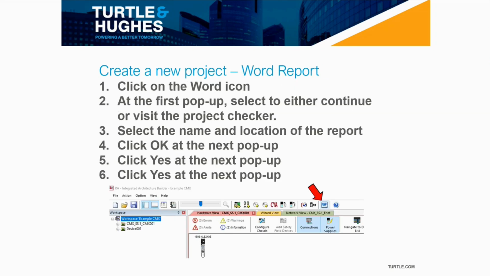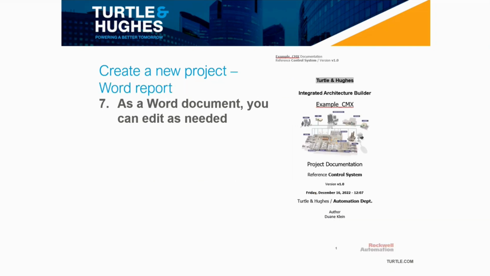Up on top of the menu, you'll see that there is a Word icon. If you click on that icon, you're going to see a series of pop-ups. You can select either to continue or visit the project checker, which is another way of verifying that you've checked everything out before you've created your report. Select the name and the location of the report. Again, your name and location is kind of critical to make sure you keep things organized. And then you're going to see a series of pop-ups, typically, okay, yes, and yes. I'm going to go through and create a Word document.